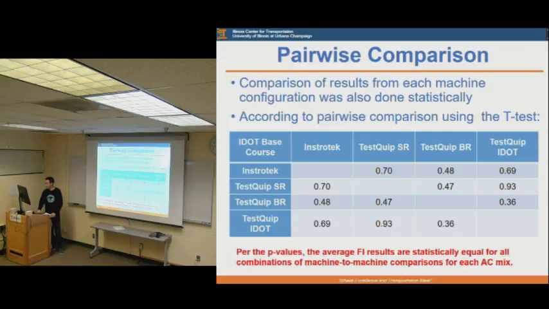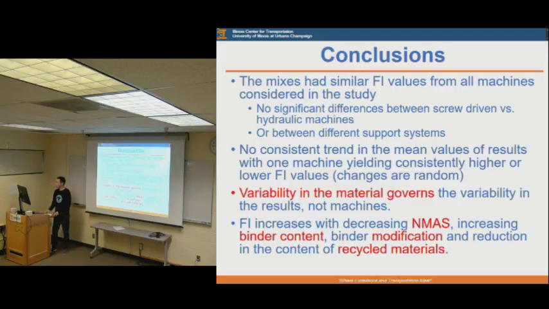So here we run the t-test, and this table shows the Tukey test. We have the pairwise comparison between different machines and the p-values. The average flexibility index results are statistically equal for all combinations of machine-to-machine comparison for each asphalt concrete mixture. Here is the last slide for today's presentation.